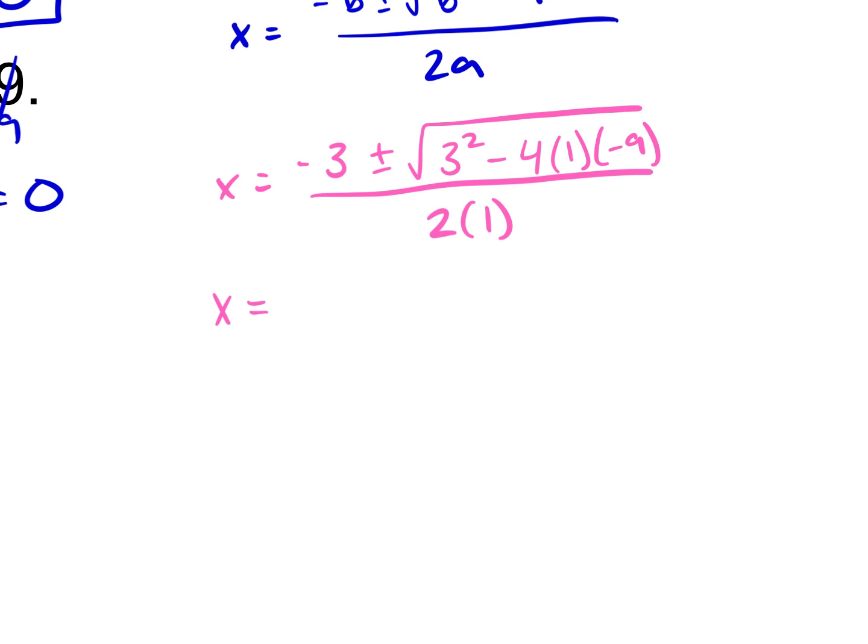From here we simplify. So x is equal to negative 3 plus or minus the square root of, let's simplify under our square root. This would be 9. Negative 4 times 1 times negative 9 would be positive 36. And 9 plus 36 is 45. Over 2.